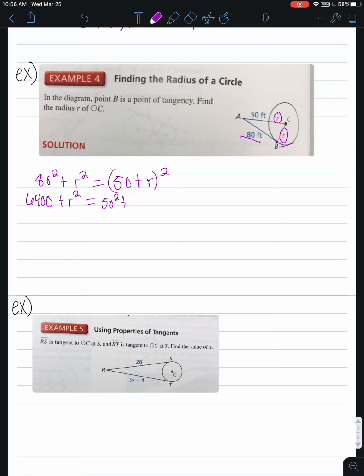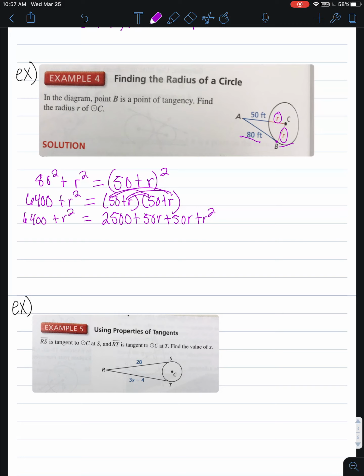Now, don't make the mistake of thinking that this is 50 squared plus R squared. Okay? Do not do that. So many people are going to do that, and it's going to mess up everything for you. This is 50 plus R times 50 plus R. That's what it means to have something squared. You're multiplying it by itself. So you'll realize that once you do the FOIL method on this, you're going to get 50 times 50. So we got 2,500 plus 50R plus 50R plus R squared once we do the FOIL method.